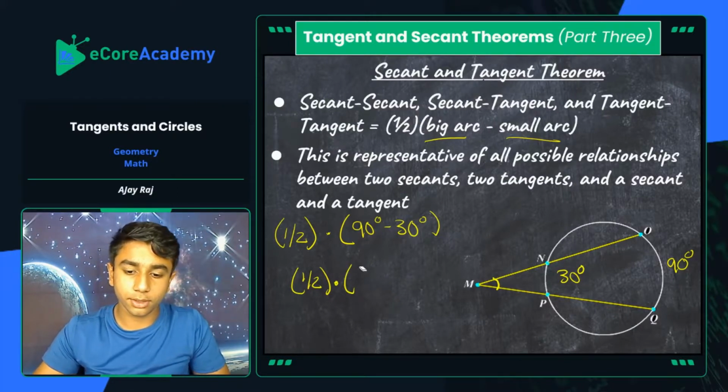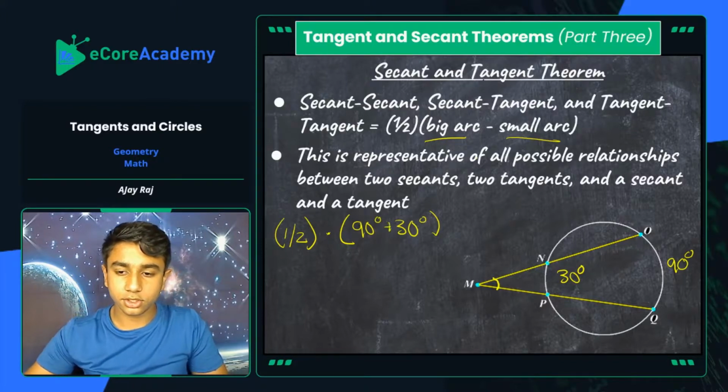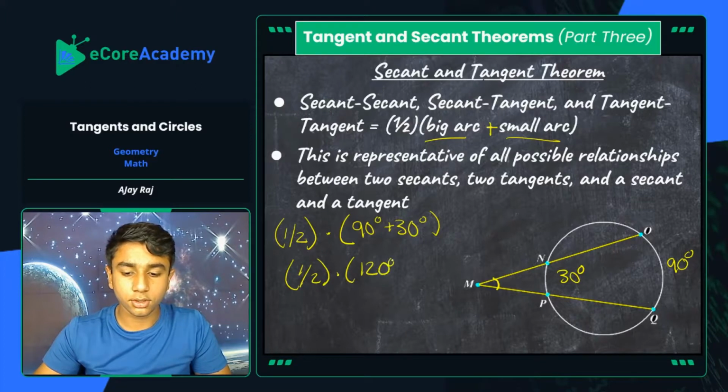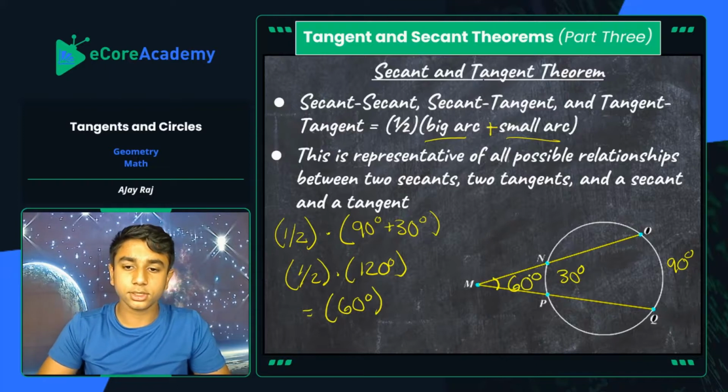It should be plus. I apologize. Just correct that here. So this should be plus small arc. So you're actually just finding the averages between arcs. So that's 1/2 times 90 degrees plus 30 degrees, 1/2 times 120 degrees, which equals 60 degrees. So that's the value of M, 60 degrees, our secant angle of focus.